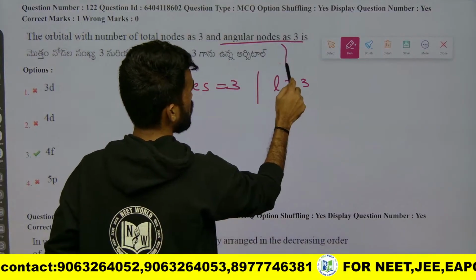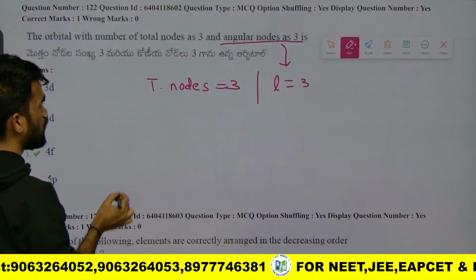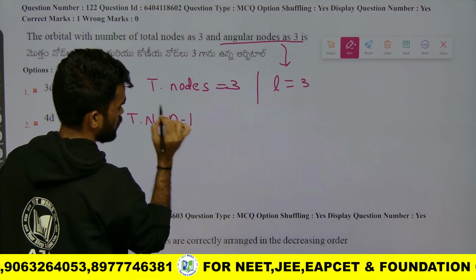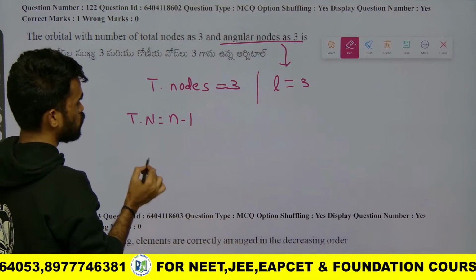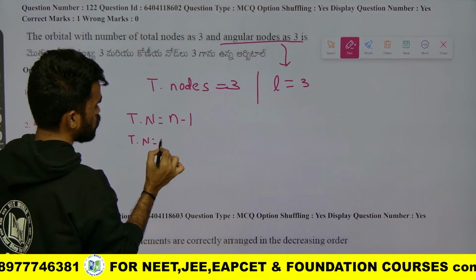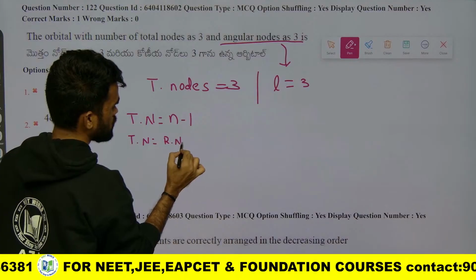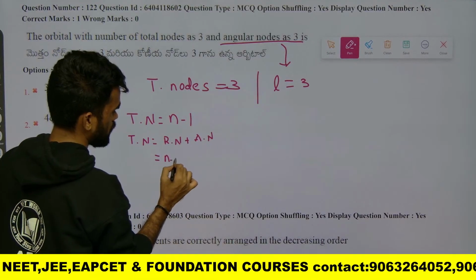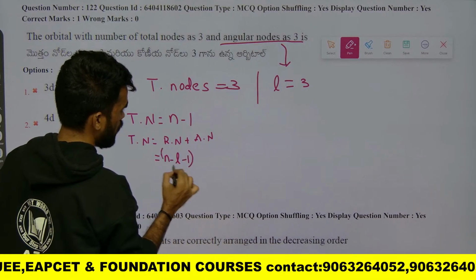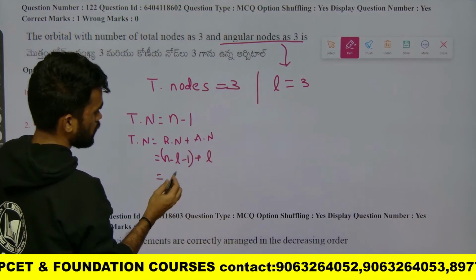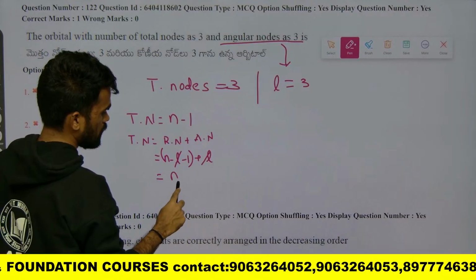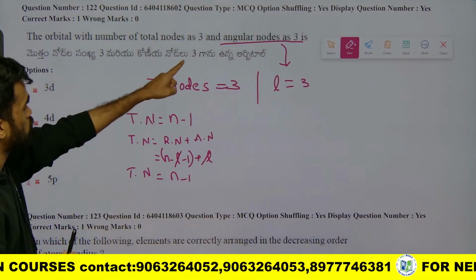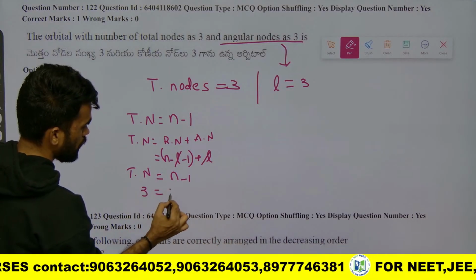Now, what is the formula for the total number of nodes? n minus 1. How did we get this formula? Total number of nodes is the total number of radial nodes plus angular nodes. Radial nodes are n minus L minus 1 and angular nodes are L. So minus L plus L cancel, and we are left with n minus 1. This is the value. So the total number of nodes is given as 3, and it equals n minus 1.